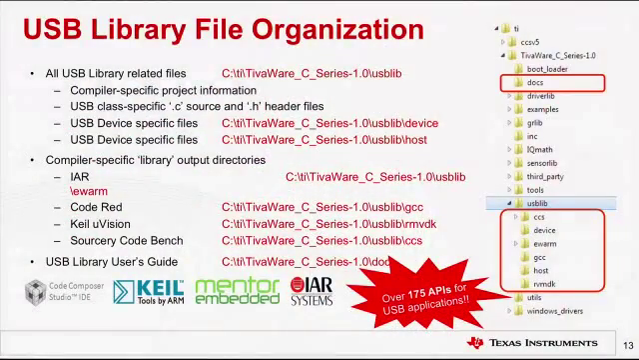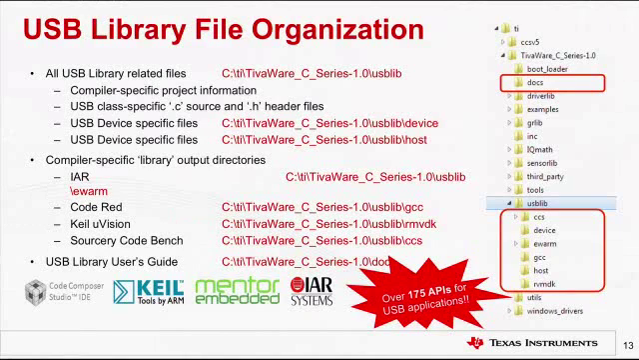TI is a member of USB Implementers Forum. This shows our strong commitment towards USB in not only the current TM4C123X family of devices, but also the ones going forward. The USB library contains USB class-specific source files and header files which contain function definition and declaration for over 175 APIs. These files are located in the designated folders in TivaWare for C-Series.